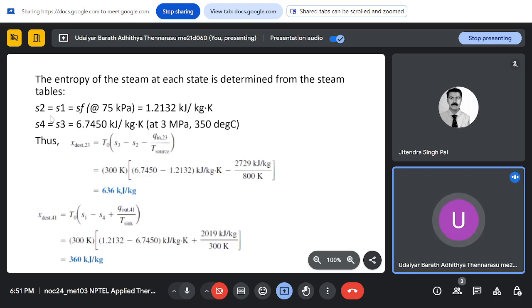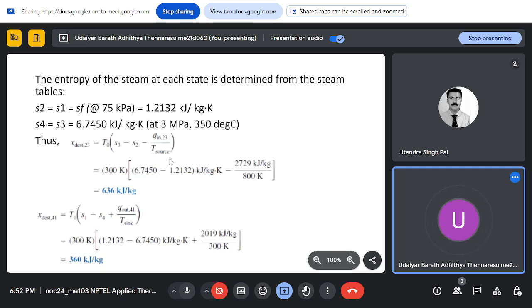S1 is nothing but the saturated liquid entropy at 75 kilopascal, which equals 1.2132 kilojoule per kg Kelvin, and similarly the entropy across the turbine is 6.7450 kilojoule per kg Kelvin, because we know the entropy at the inlet of the turbine is at 3 megapascal and 350 degrees Celsius. Using this we can write an exergy balance across the condenser. It will look something like this: T naught times (S3 minus S2) minus Q in divided by T source.